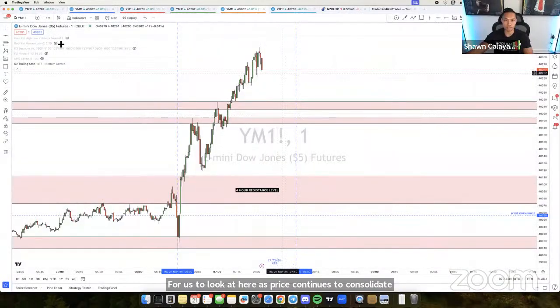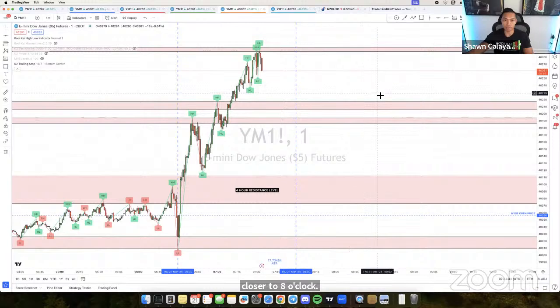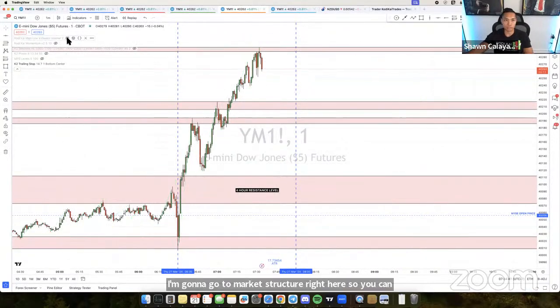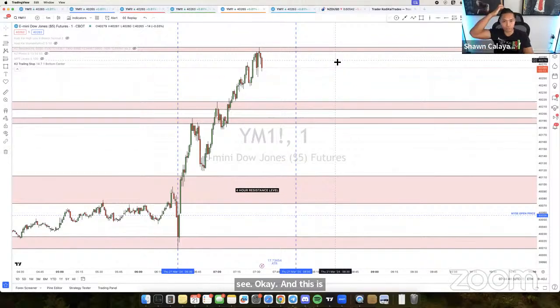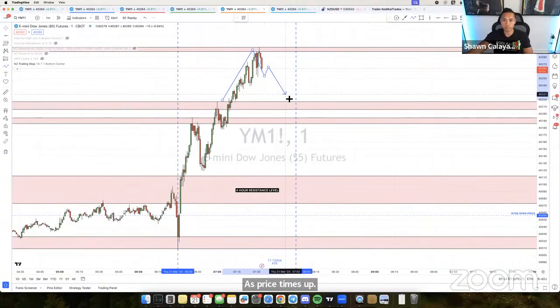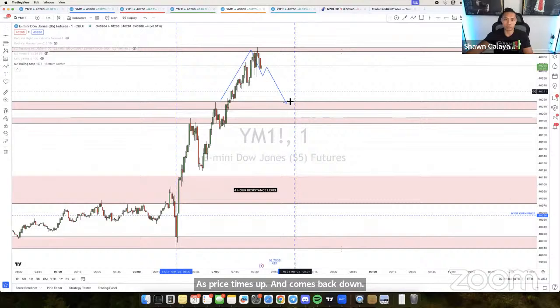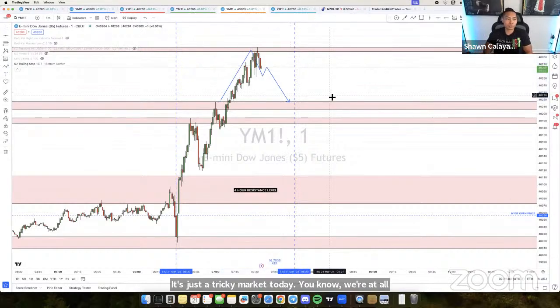So here's a clean chart. I'm gonna go to markup structure right here so that you can see. And this is kind of where price is bouncing from. So we got the range over here as price climbs up and comes back down. It's just a tricky market today. We're at an all-time high. Also on top of that, we have this high impact inflation news.